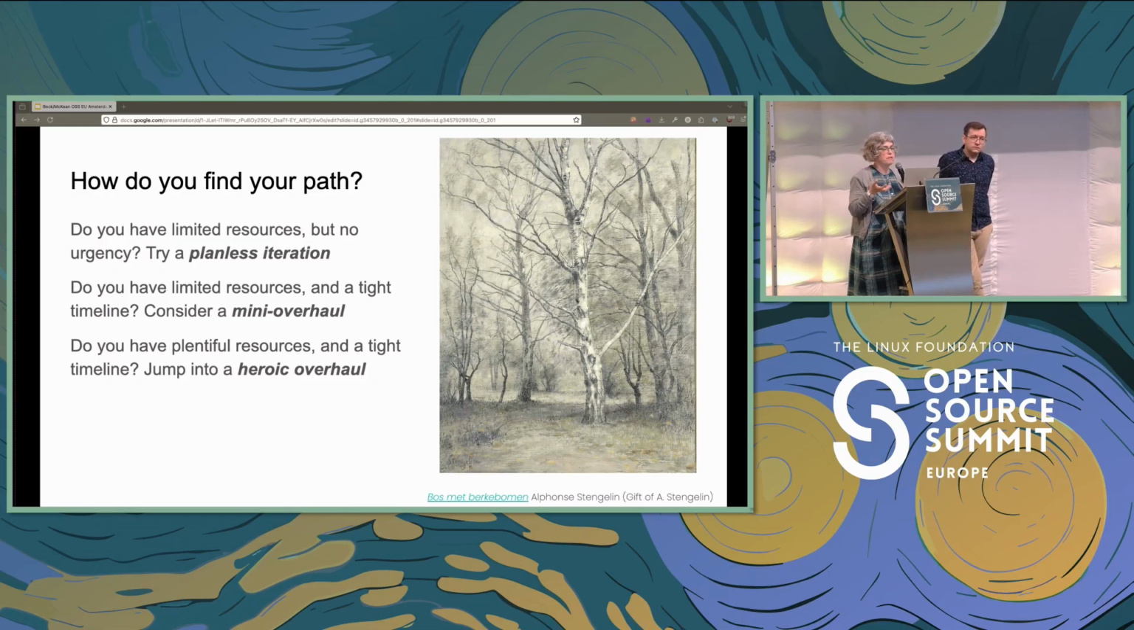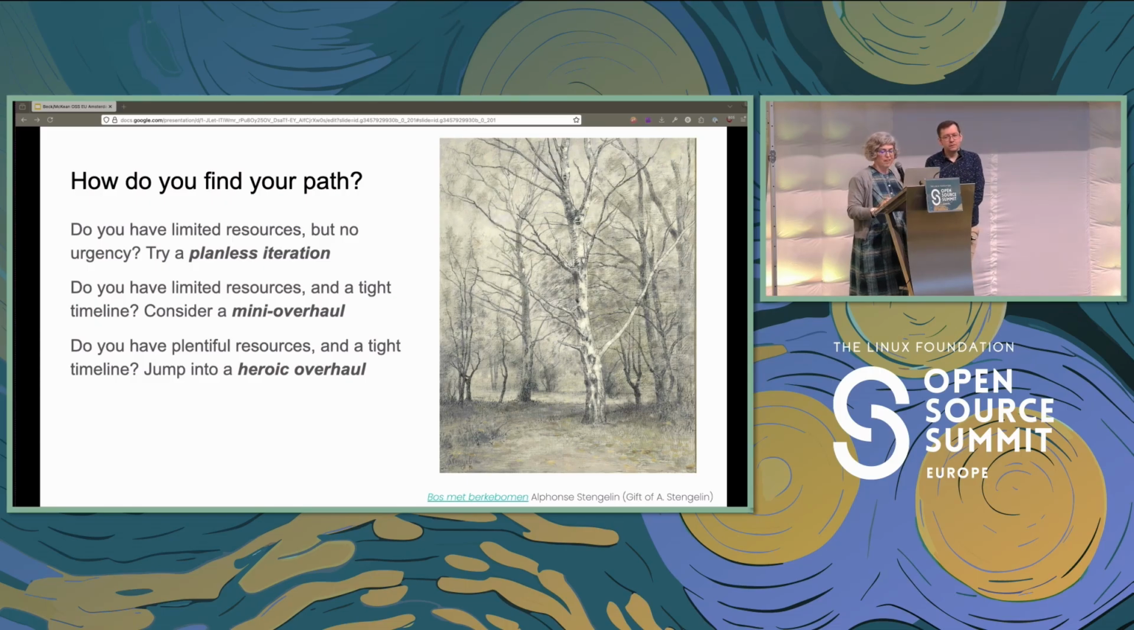And the first part is really about how to find your path. So do you have limited resources but no urgency? She'll walk you through a planless iteration, which has a tiny bit of planning. If you have limited resources and a tight timeline, you can do a mini overhaul. Pick one section, really get it up to a high quality. And if you have plentiful resources and a tight deadline, you could do a heroic overhaul. Like, go through all your docs, make everything better. If you have plentiful resources and infinite time, you can do whatever the heck you want, right? Like, you have no forcing function.